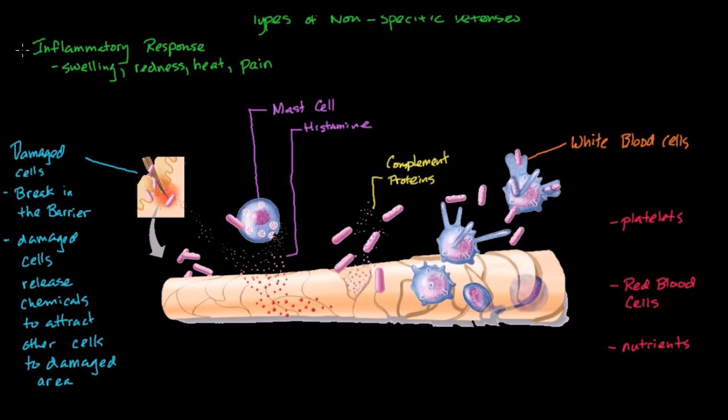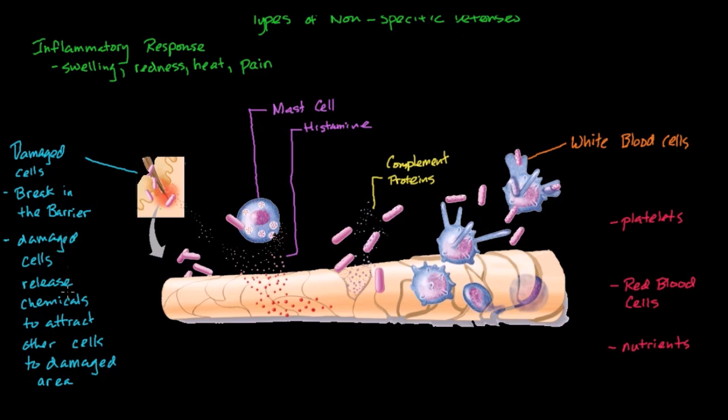The last type of nonspecific defense is the inflammatory response. The inflammatory response is characterized by the symptoms of swelling, redness, heat, and pain. Swelling, redness, and heat are caused by the amount of blood that has now entered the damaged area. For the inflammatory response to begin, cells have to be damaged. In this particular case, there was a break in the barrier. Pathogens on the surface of the skin are able to enter through this break in the barrier.